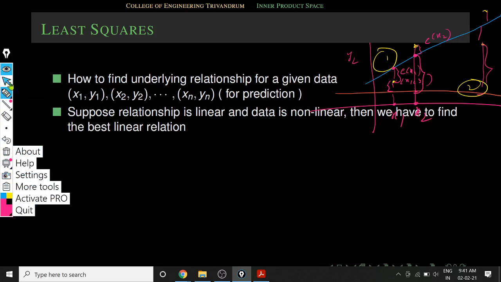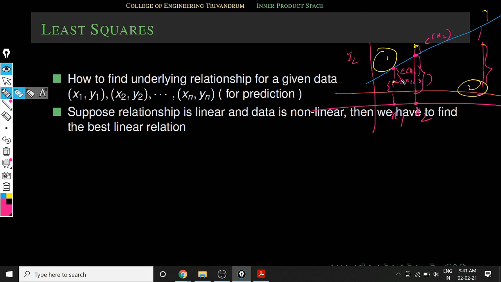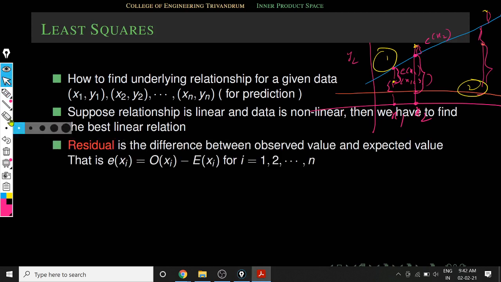So what is the total error in this problem? To find the total error, one method is to take the sum of these individual errors. Here this error, and this error, and this error, and this error. Then we define that these errors are called residuals. Residual is the difference between observed value and expected value. We denote it by e of x1, e of x2, like that.